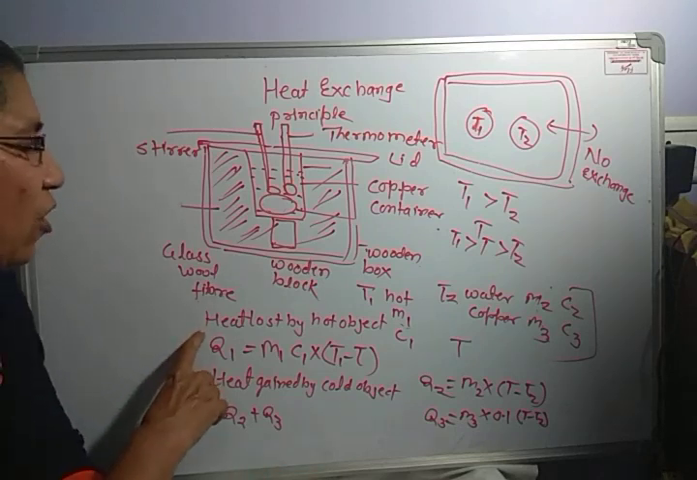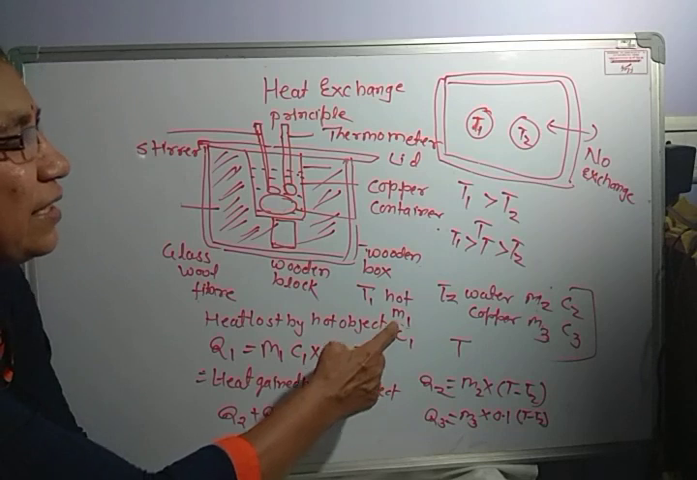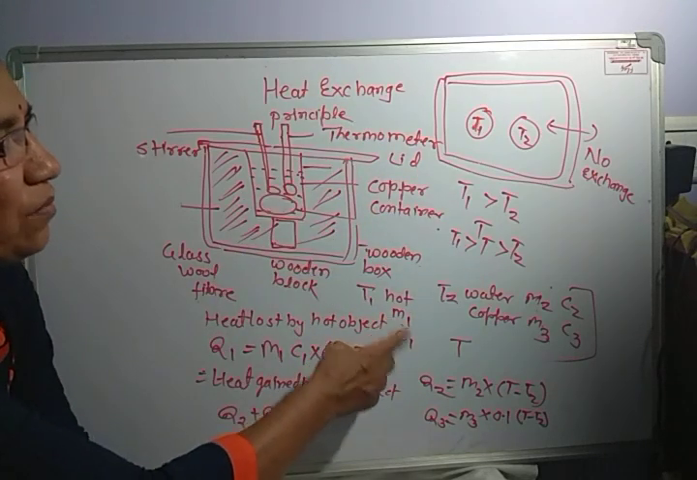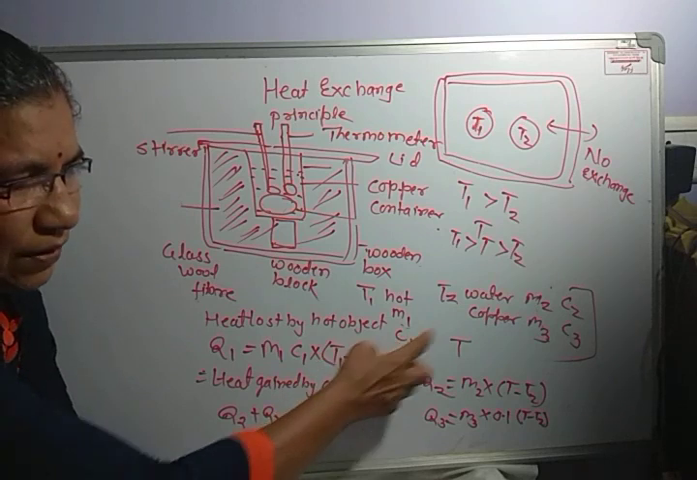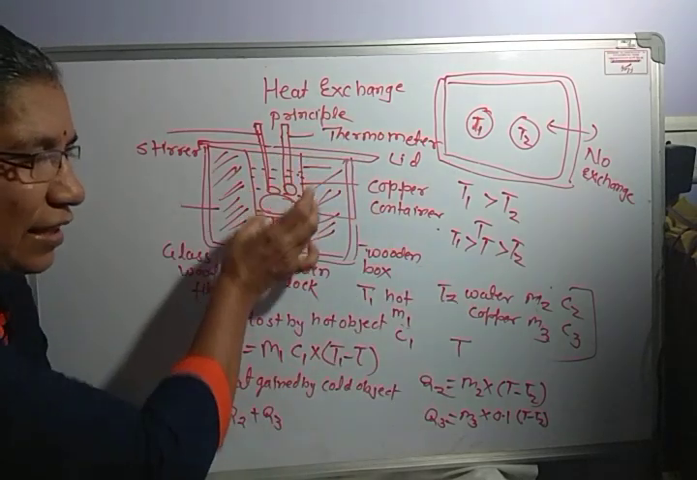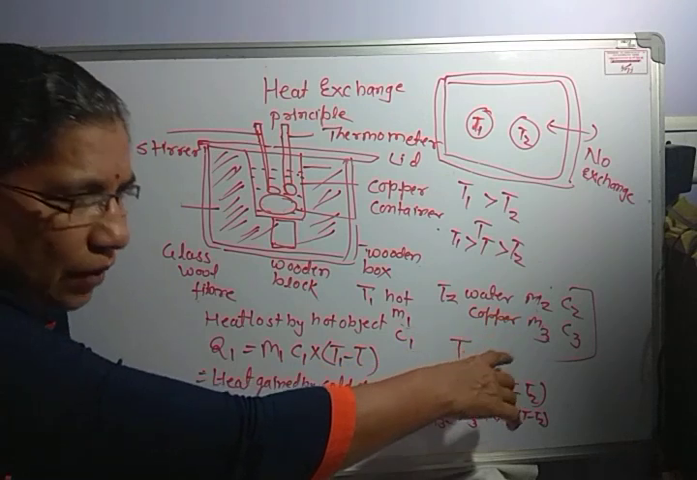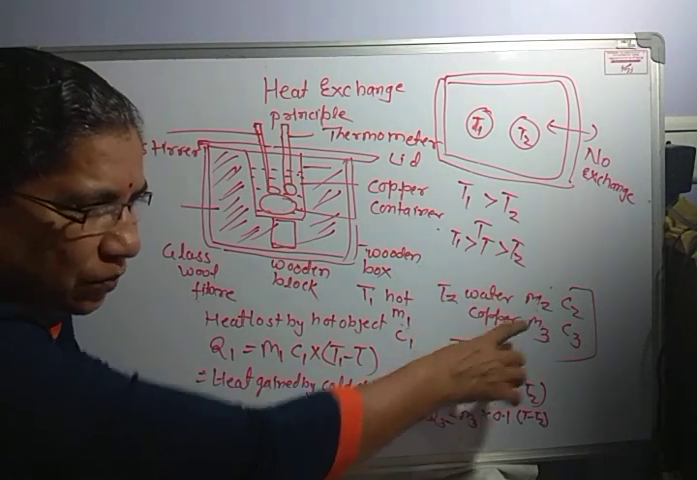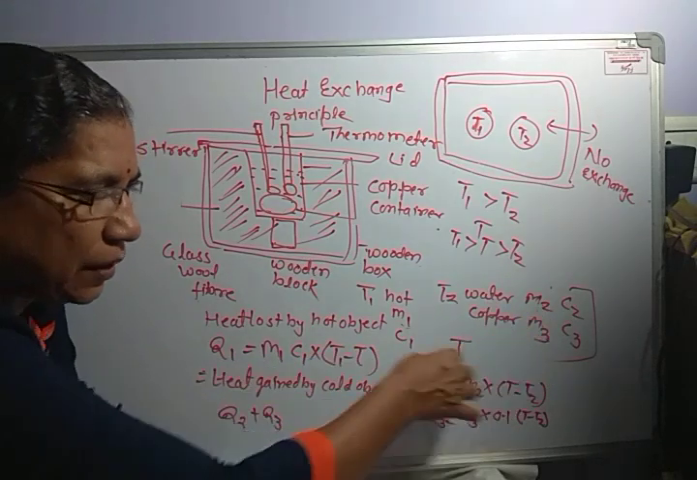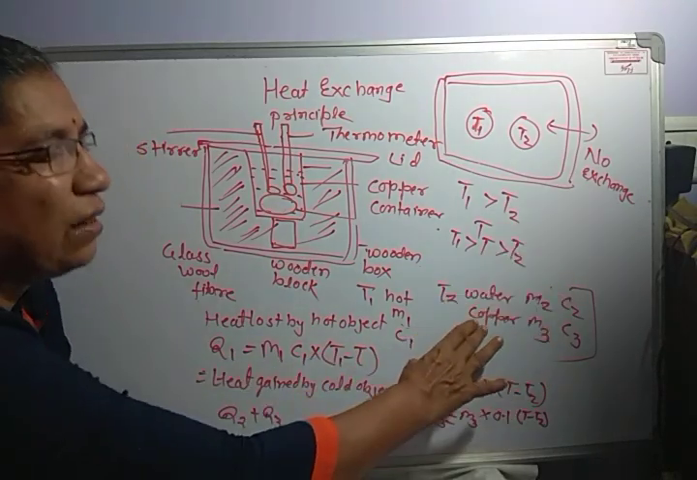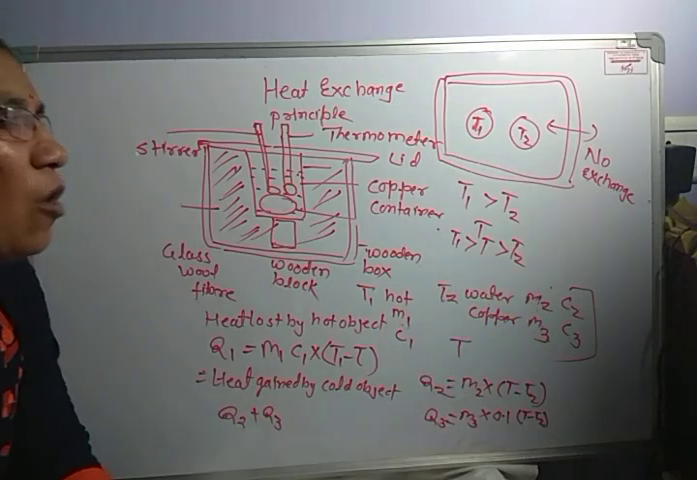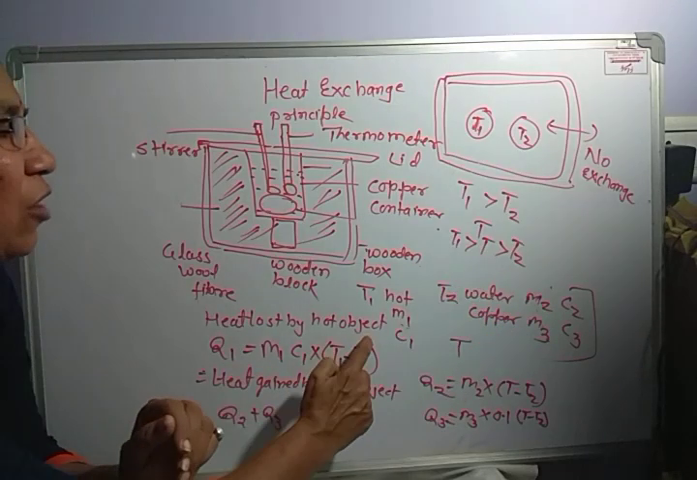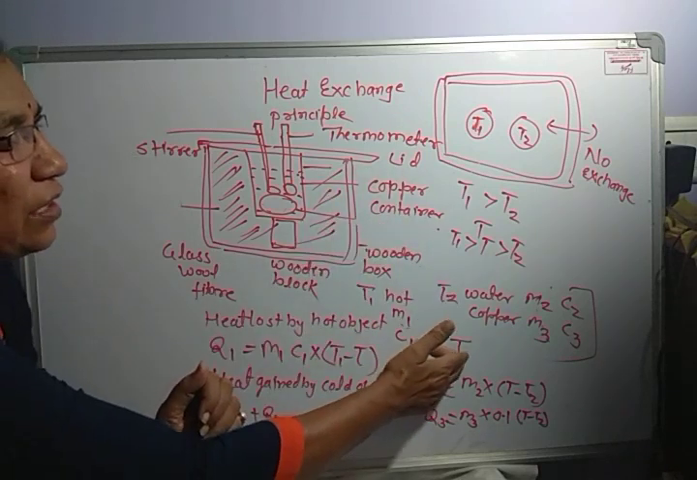So, what is the heat lost by a hot object? Let its mass be m1 and its specific heat capacity C1. The water inside the calorimeter has mass m2, and its initial temperature is T2, the same as the calorimeter's. C2 is the specific heat capacity of water, which is again 1, and the specific heat capacity of copper is C3. Now, after some time the hot object loses heat and the final temperature attained is T.